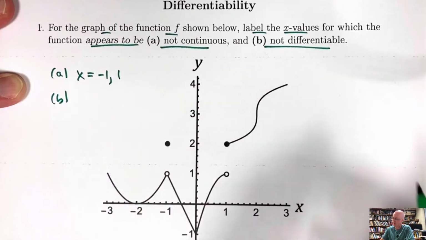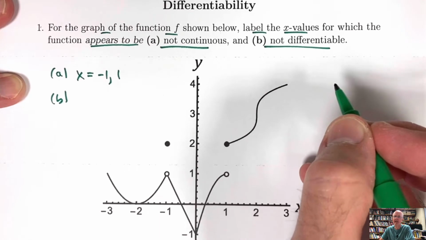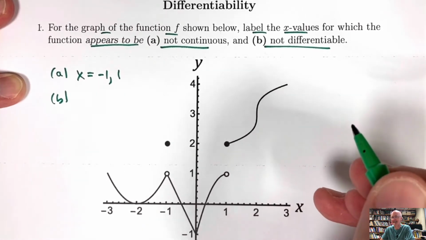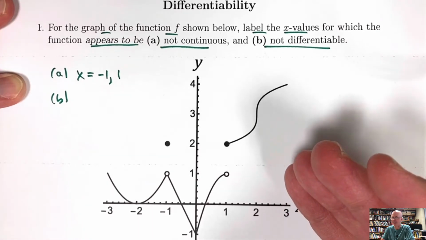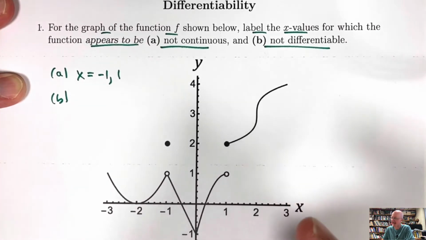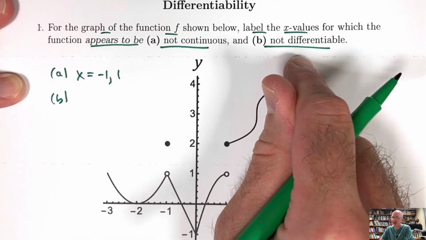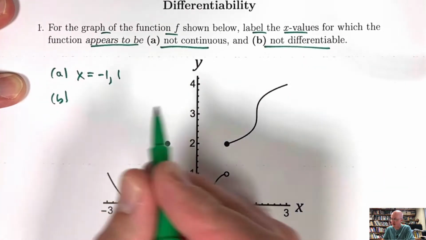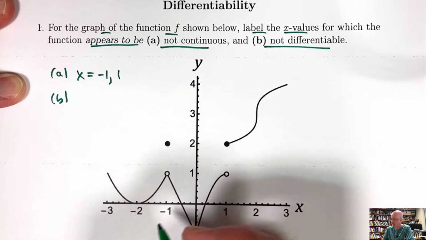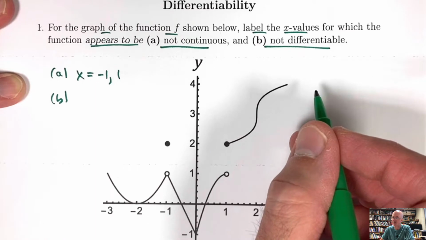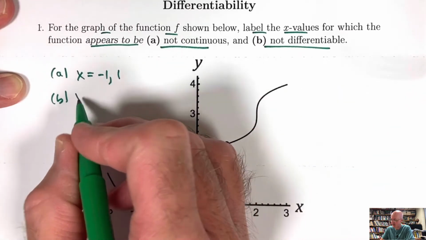Part B is harder. What does it mean to be not differentiable? When a function is differentiable at a point, what that means is the derivative exists. But what does that mean graphically? One thing it means is that if you've got a discontinuity, you also are not differentiable there. So those same spots where the graph is not continuous are also spots where the function is not differentiable. It does not have a derivative. So we can write those down.